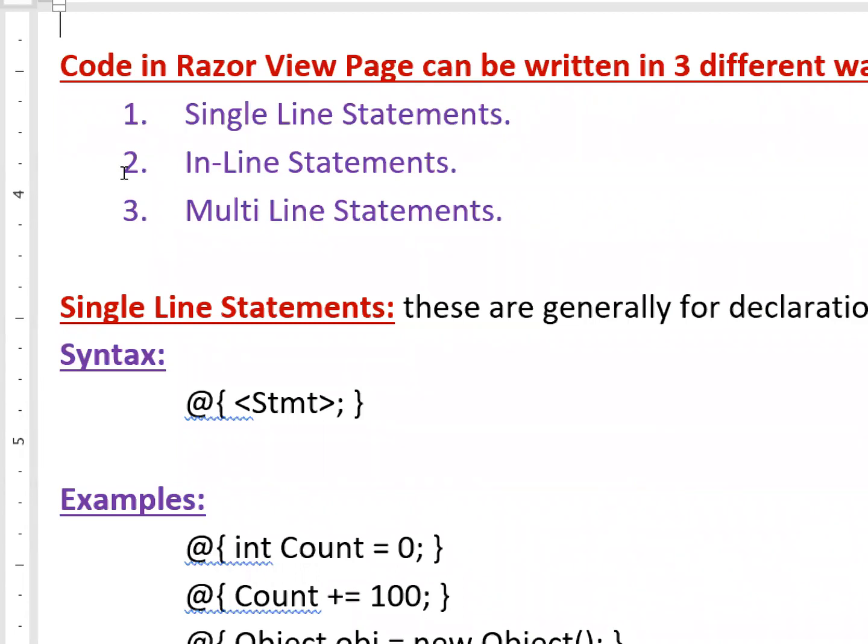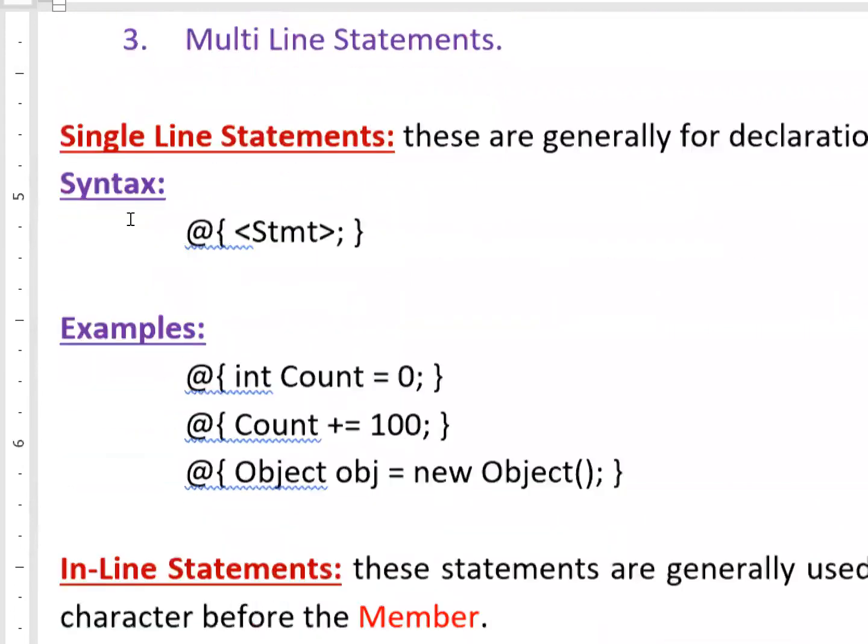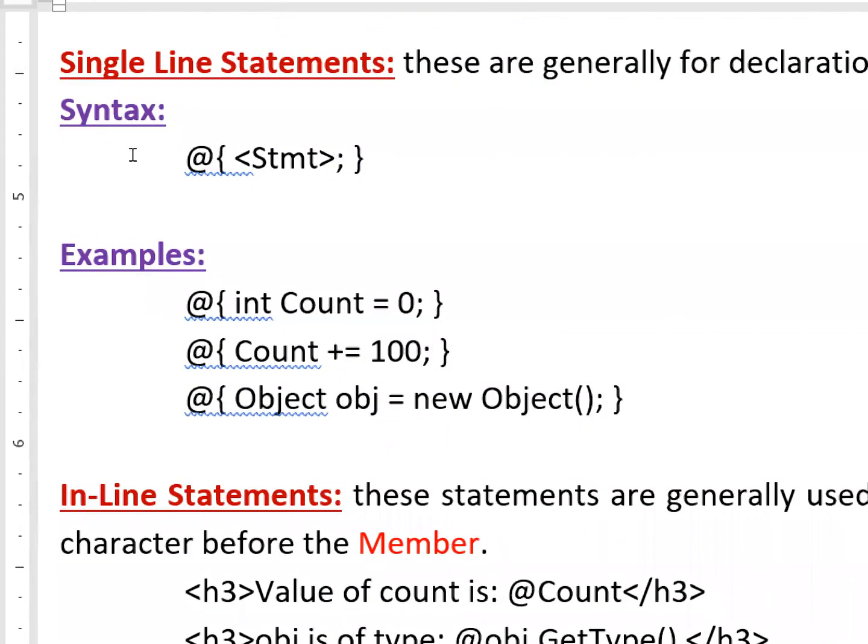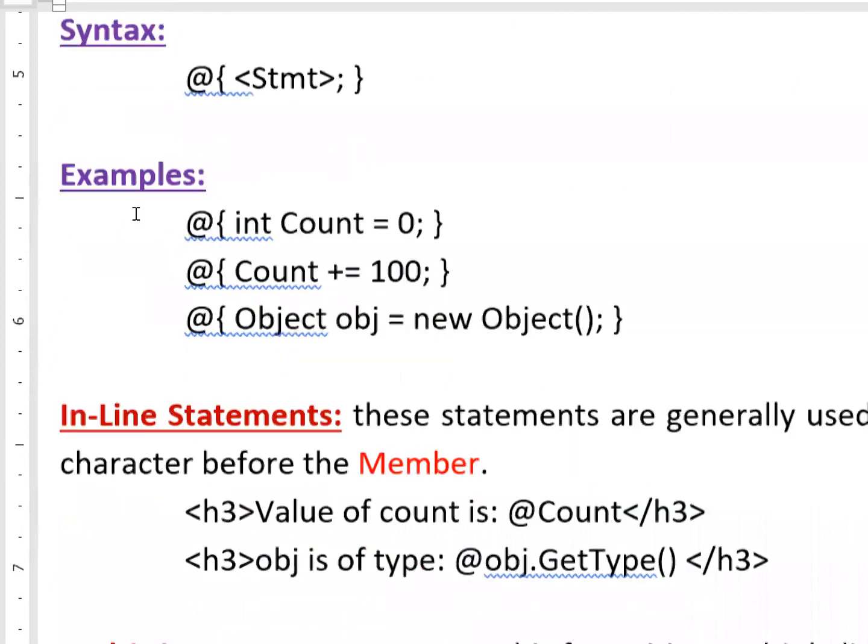Okay, so what are the things? Single line statements, declarations. Where do we do declarations? Generally at the top of the class. Here we don't have any class or anything. If you want to make any declaration, we use single line statements. Look at this, curly brace is the syntax. In that you write your statements. Watch these examples.